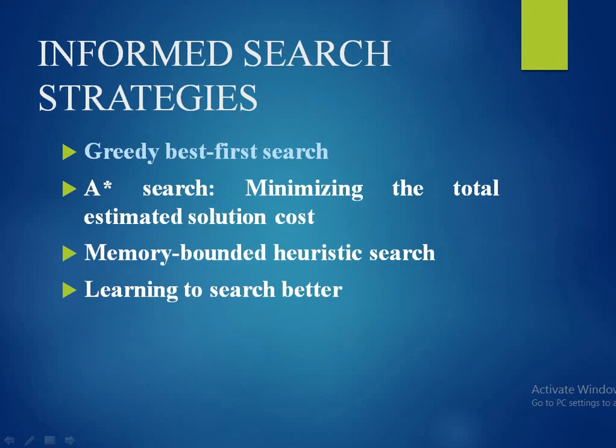In the earlier video, we went through the greedy best first search. The remaining search strategies are the A star search, which is used for minimizing the total estimated solution cost. The next informed search strategy is the memory bounded heuristic search. And the last one is learning to search better. So we will start here with the A star search strategy.